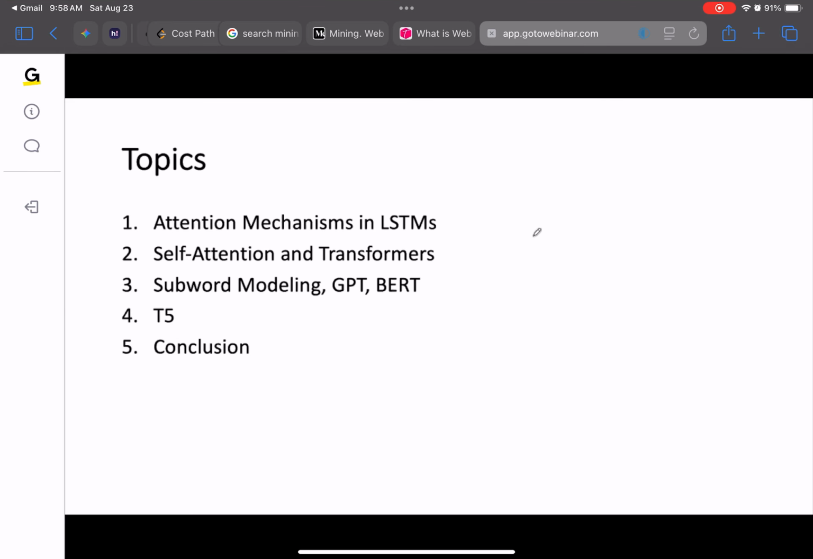So let's get started. In terms of the topics that we'll be covering today, we'll be covering 4 topics. The first topic is attention mechanism in LSTM. The second one is self-attention and transformers. The third topic is subword modeling, GPT, BERT. And the last and final topic is the T5 model.